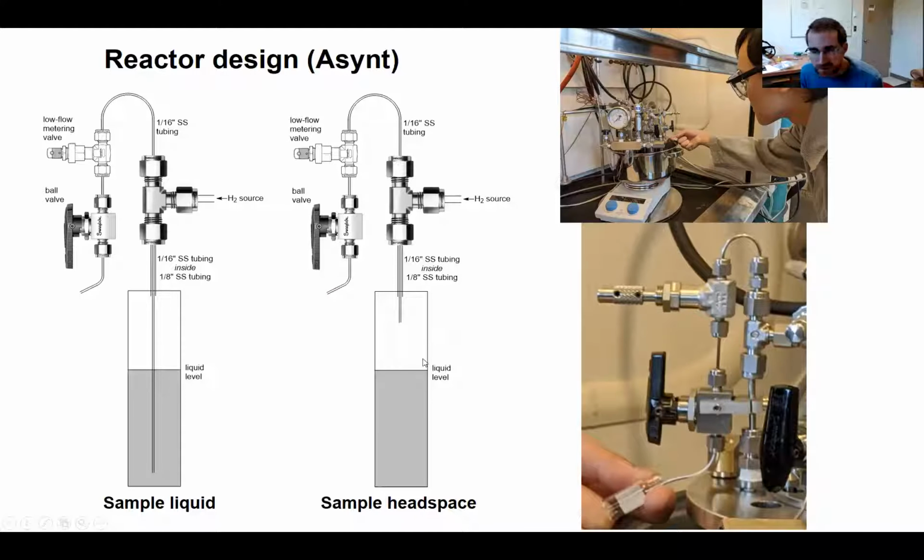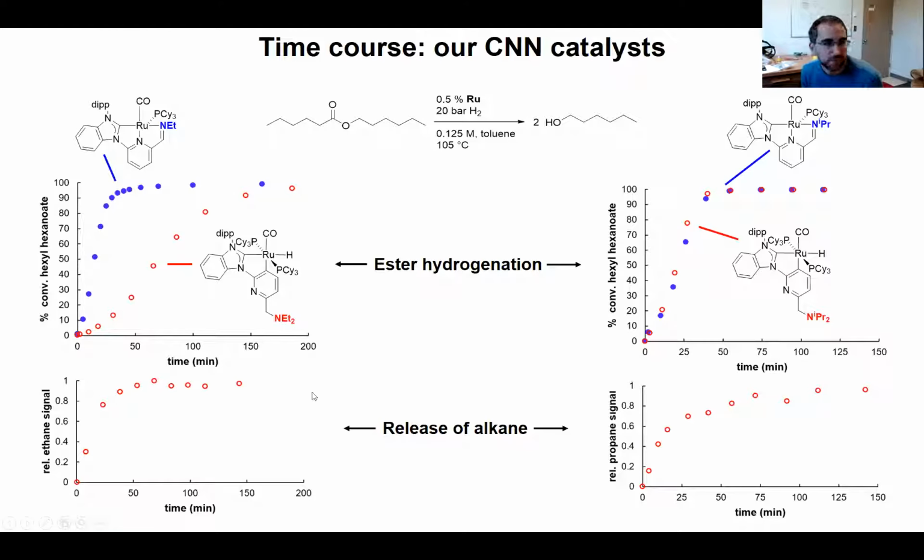To make a long story short, the reactor allows us to sample liquid out of our catalytic reactions, but also to sample the gas headspace. And this is important because we were wondering if ethane and propane were being released in our catalytic reactions directly as the catalyst transforms to an activated form. So monitoring our ester hydrogenation reactions over time, I'm showing here our carbene versions of the catalyst.